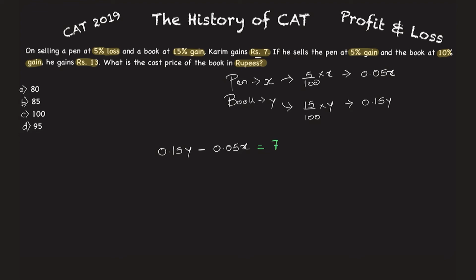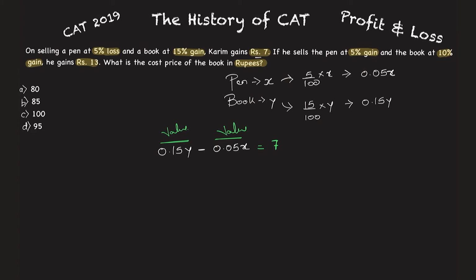So in the entire transaction he gains rupees 7, which means 15% of Y minus 5% of X. Overall he gets rupees 7. So this is nothing but value. 15% of Y is also a value. It's taken as a percentage of X, but eventually it will give you a value. If Y is 100, this will give you 15. If X is 100, this will give you 5. So 15 minus 5 is 10. Value minus value is equal to value.